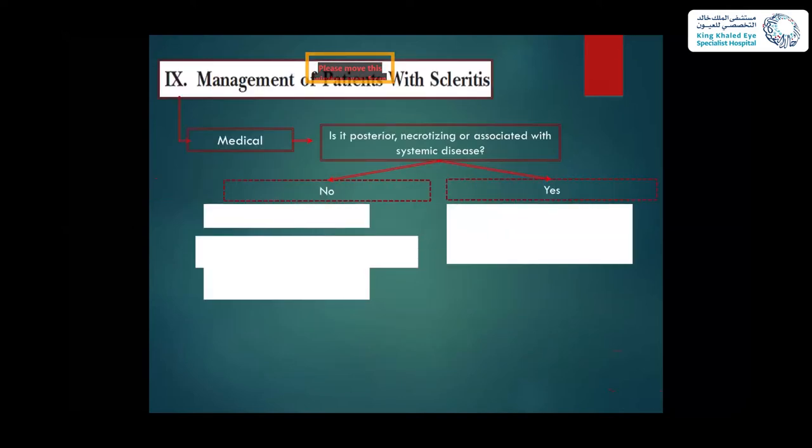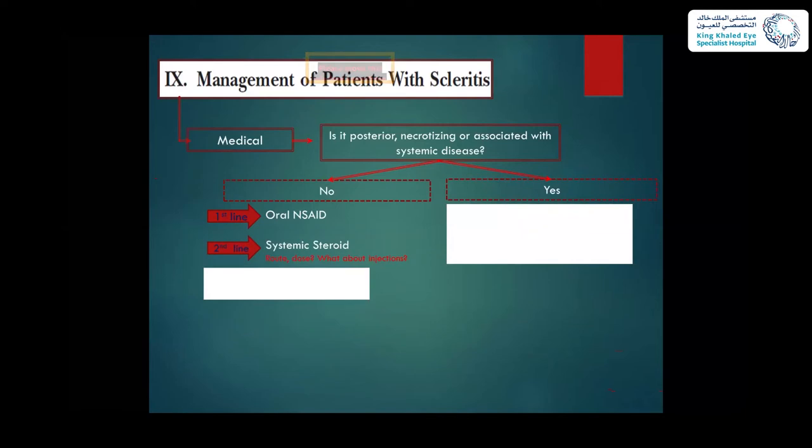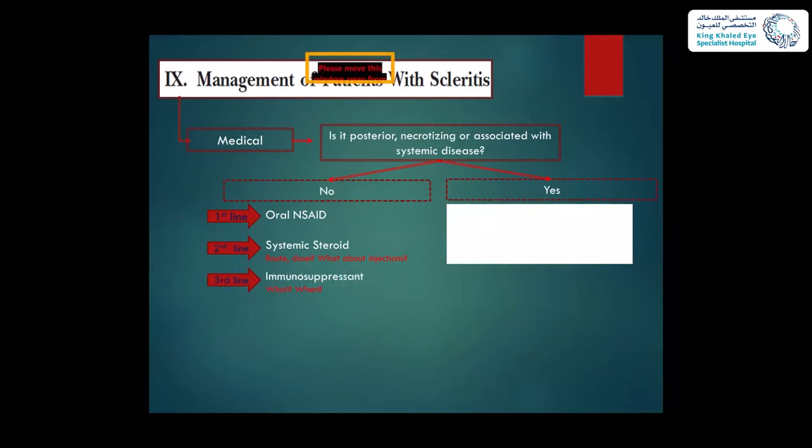And here now we reach the management. Mostly the management, as we said, will be medical. The first line will be non-steroidals. There is usually a thought of starting another non-steroidal. I usually don't do it myself. If they fail on the first one, I usually shift to a systemic steroid in a short course. And then you will observe.